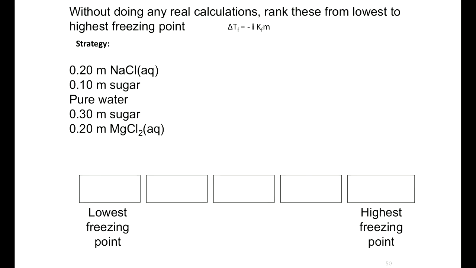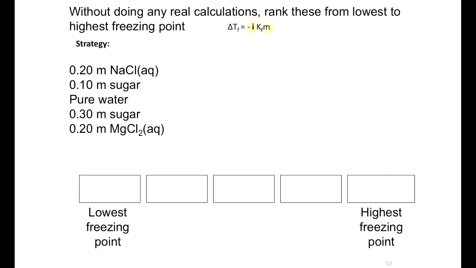Okay, so let's put it all together. So I have 5 different solutions here. One's pure water, and I want you to rank them from the highest to lowest freezing point. So we're going to still look at the freezing point depression equation. But note here, how are these different? I don't really want you to calculate all of them. So let's just do it a quick way where we can recognize these different solutions have different i values, different Van 't Hoff factors.